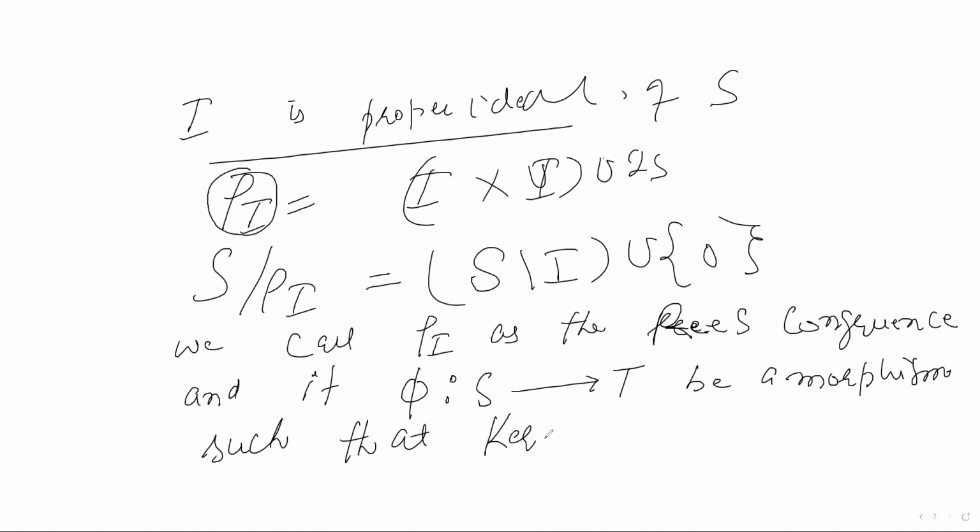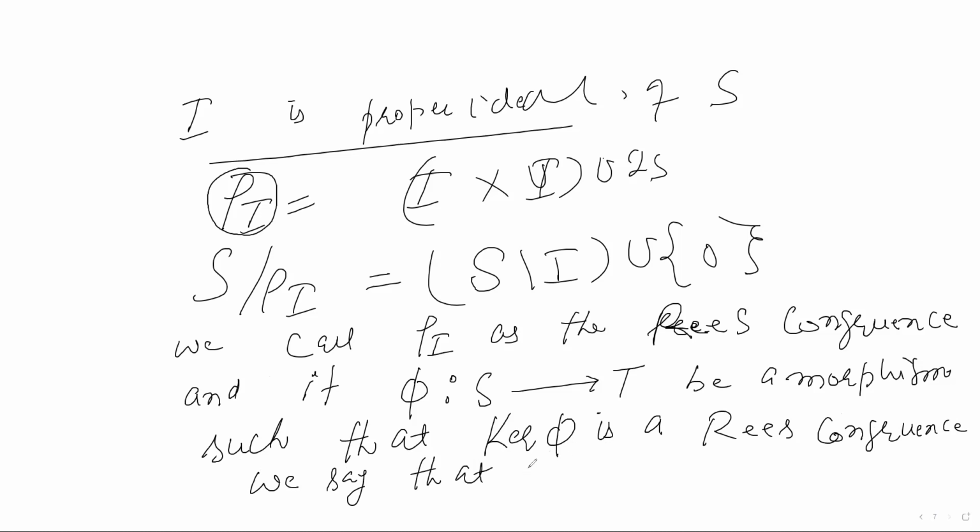kernel of phi, we know that the kernel of a morphism is always a congruence. So if phi from S to T is a morphism such that kernel of phi is a Rees congruence, we say that phi is a Rees morphism.